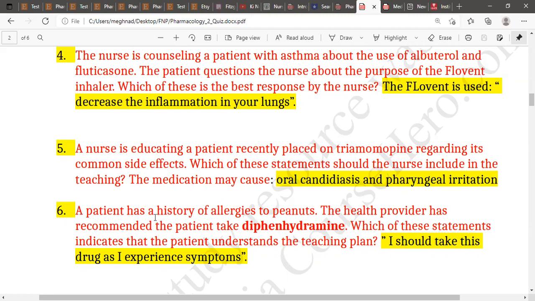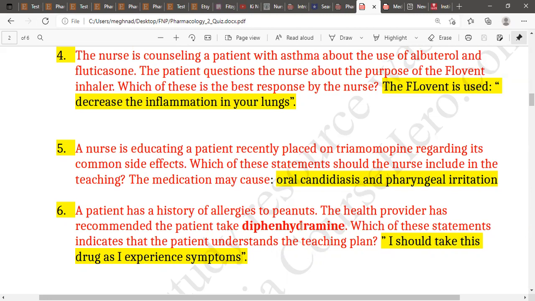Next question, a patient has a history of allergy to peanut. The healthcare provider has recommended the patient take diphenhydramine, right? Diphenhydramine is an antihistamine and the patient has an allergic reaction. Antihistamine is given. Which of these statements indicates that the patient understands the teaching plan? Answer, I should take these drugs as I experience the symptoms. It is allergic symptoms, skin rash, itchy.